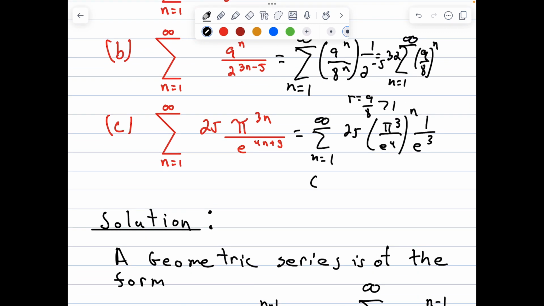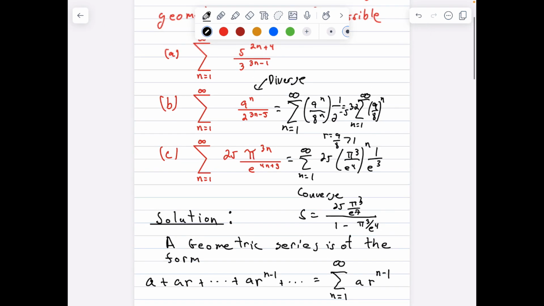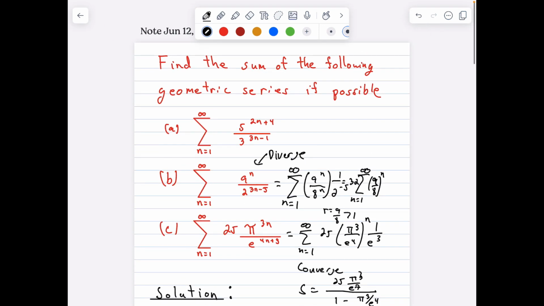And yeah, you would basically plug in the value when you plug 1 into your series, your first term. You would get 25 pi cubed over e to the 7th, all over 1 minus pi cubed over e to the 4th here. Okay. And yeah, that would be your answer. Not nice. I'm not claiming it's going to be nice ever here, but that's what it would look like, okay? So that's pretty much how you take a geometric series and see if it converges or diverges.